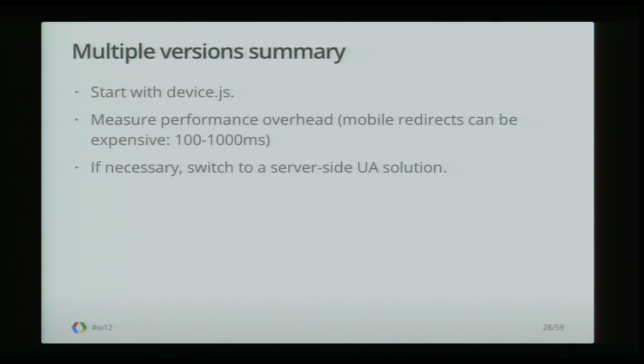And just to recap this multiple versions idea, if you're separating your versions up front, I would recommend to start with device.js or some other similar solution in the client. Measure performance overhead, see if the performance of mobile or of client-side redirection is too high. And if that penalty is too high, then switch to a server-side user agent solution.